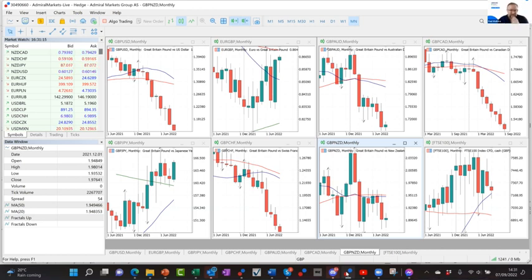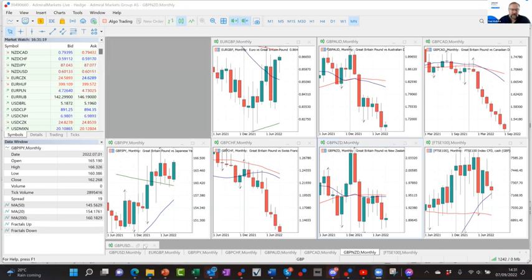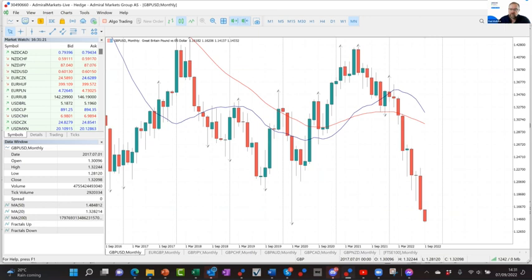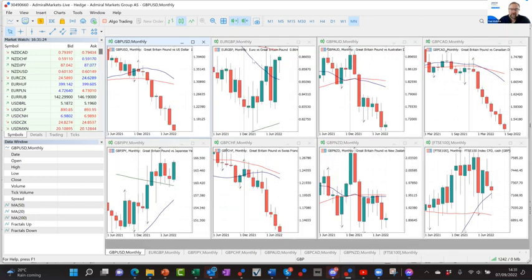So as I said, let's bring up the drawing tool. What I have here is a profile that I have set up for the British pound. How do I know it's set up for the British pound? Because, let's just clear this, what I have here is a chart layout.